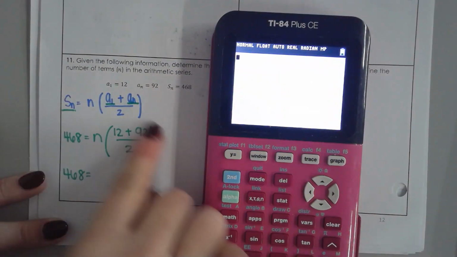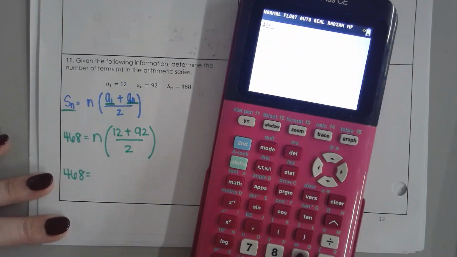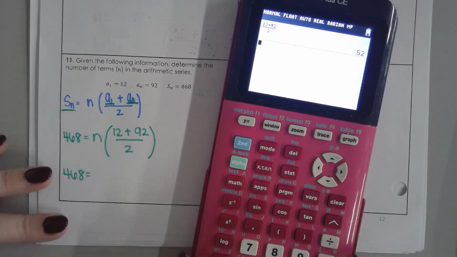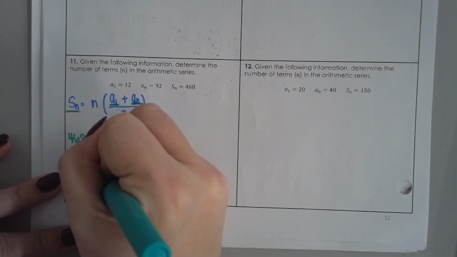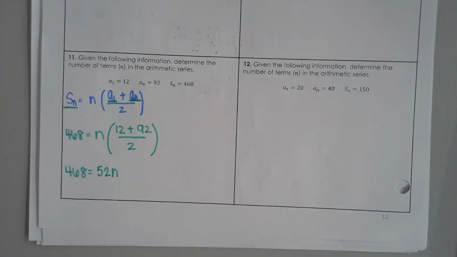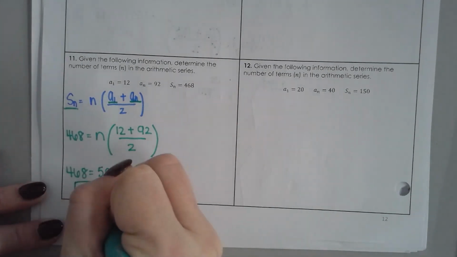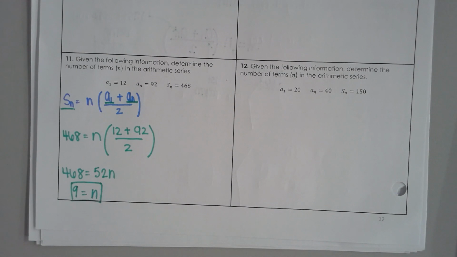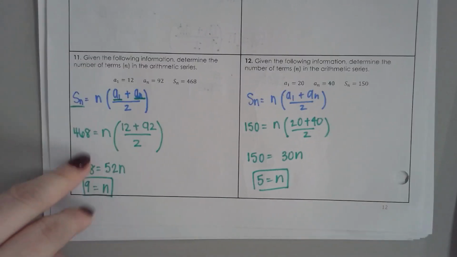So I can go ahead, and this fraction right here doesn't have any variables. I can just type that in. And I get 52. So this is N times 52, which is 52N. And then if you divide both sides by 52, you get 9. Try number 12. You should get 5 for your N.